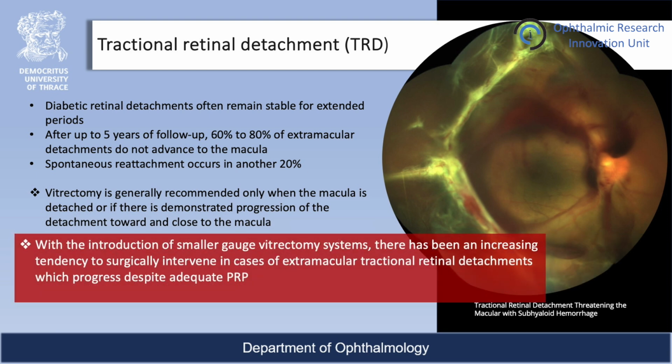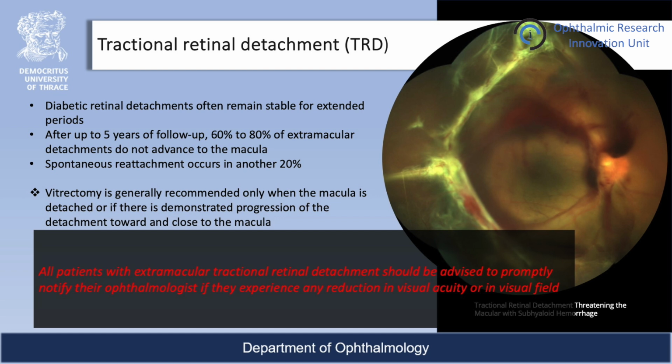Moreover, with the introduction of smaller gauge vitrectomy systems, there has been an increasing tendency to surgically intervene, even in cases of extramacular tractional retinal detachments, when there is a progression despite adequate PRP treatment. It is important that all patients with extramacular tractional retinal detachment should be advised to promptly notify their ophthalmologist if they experience any reduction in visual acuity or in visual field.